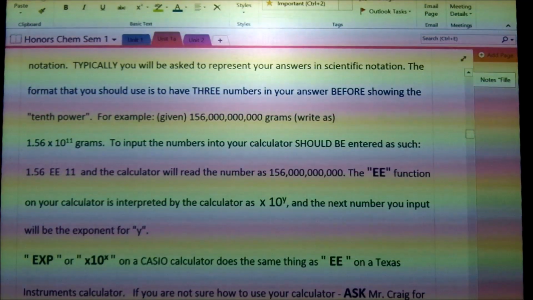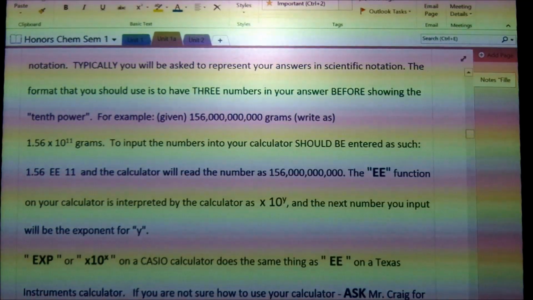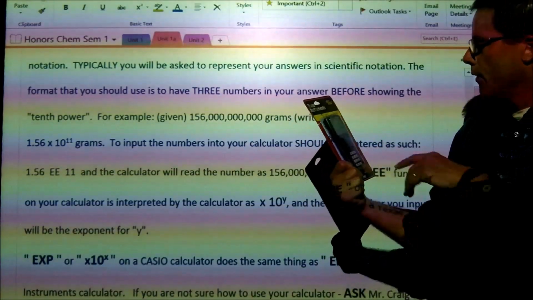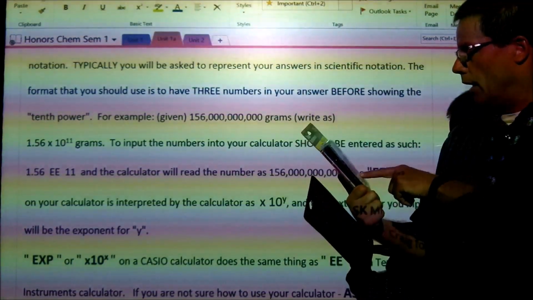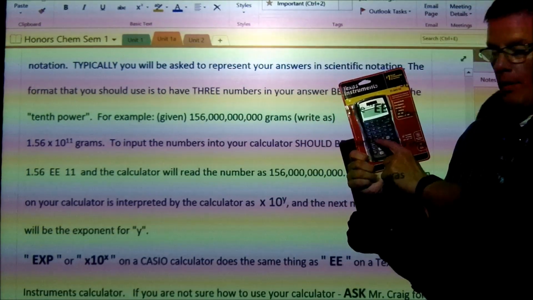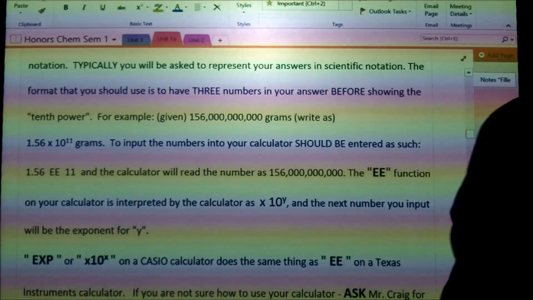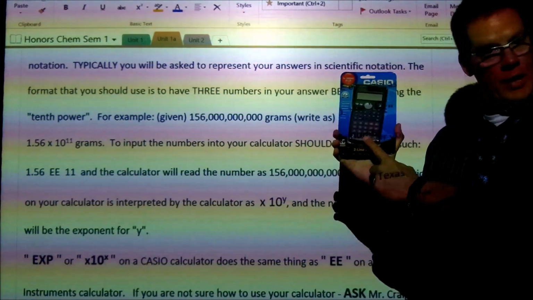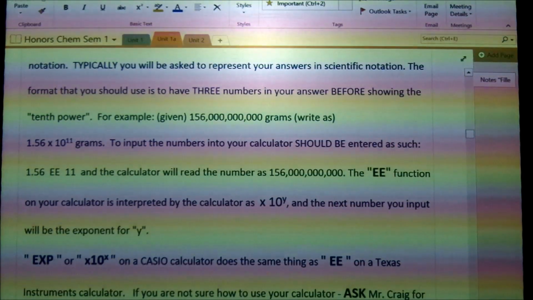And little known fact for your calculator, if you have, say, a Casio, or I'm sorry, a TI, the scientific notation button is your EE button, and it's like a second shift here, and we'll talk about that when we do some calculations. On the Casio, it's a little nicer. It actually has EXP for exponent. So we'll deal with that here in a little bit.